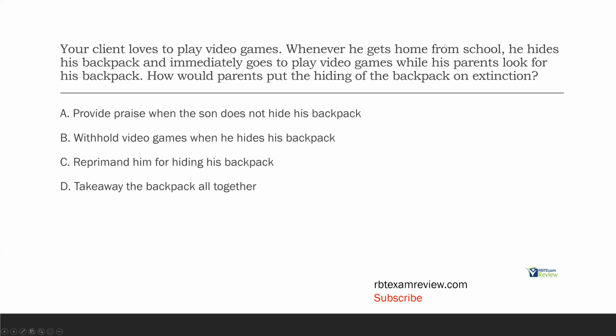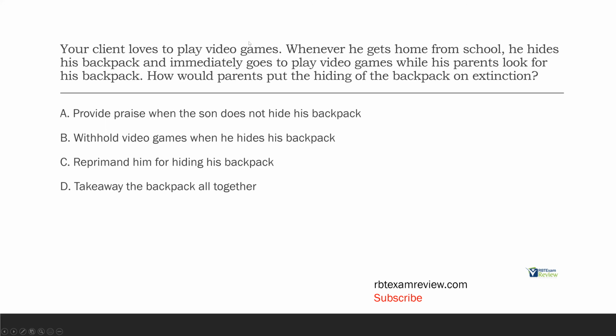Well, let's look. Whenever he gets home from school, he hides his backpack and goes to play video games, okay, while his parents look for his backpack. So either, right, we don't allow him to play video games or his parents don't look for his backpack, okay? So A, provide praise when the son does not hide his backpack. That's not extinction. That's an attempt at reinforcement. Remember, answer the question given. We're looking for putting the backpack on extinction, which leads to him playing video games while his parents look for his backpack.